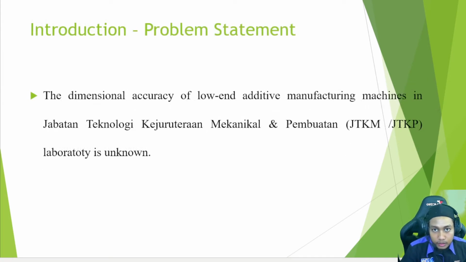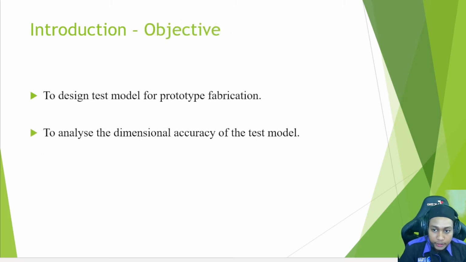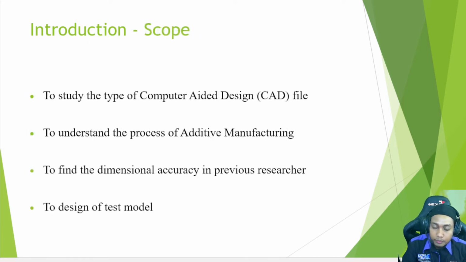Next, the problem statement. In this project, the dimensional accuracy of low-end additive manufacturing machine in Jabatan Teknologi Kejuruteraan Mekanikal dan Pembuatan JTKM JTKP laboratory is unknown. From that, two objectives have been provided, which are to design the test model for prototype fabrication, and the second one is to analyze the dimensional accuracy of the test model. Based on the objective, 4 scopes have been provided, which are to study the type of computer-aided design CAD file, to understand the process of additive manufacturing, to find the dimensional accuracy in previous researcher, and the last one to design the test model.